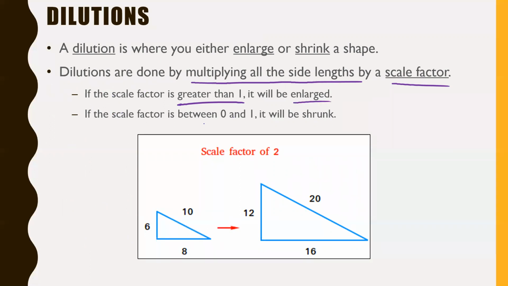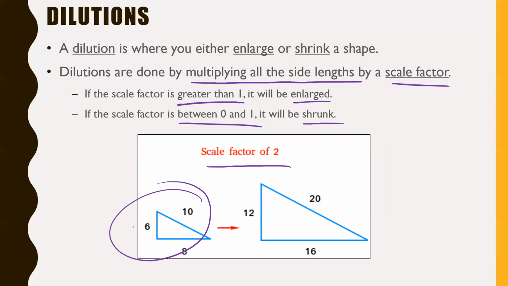If the scale factor is between 1 and 0, or in other words, you can just think of it as less than 1, you're going to have a reduction, or in other words, it's going to shrink. Okay? So this picture, of course, I just found this online. This is a scale factor of 2. This is your original shape. You multiply all your side lengths by 2. 6 times 2 is 12.